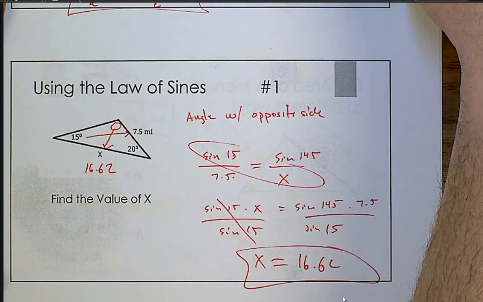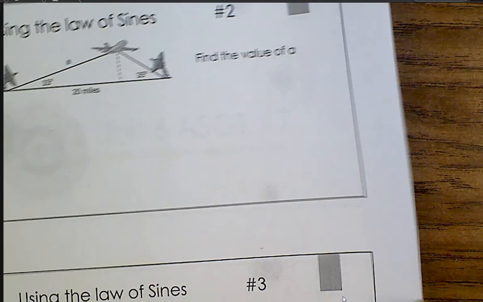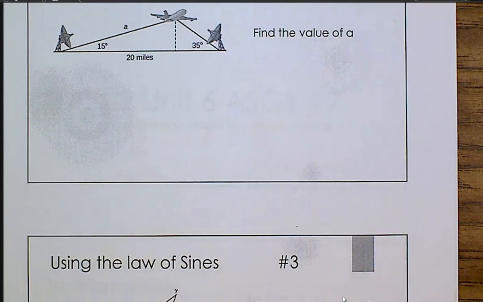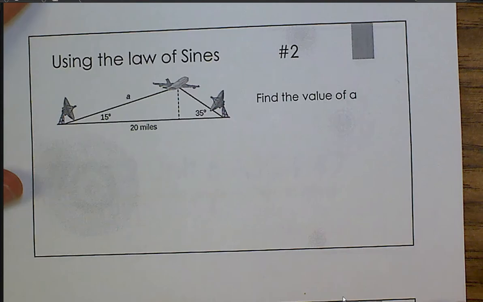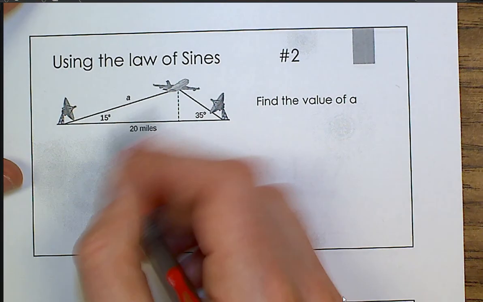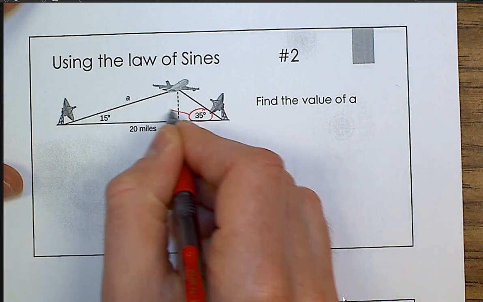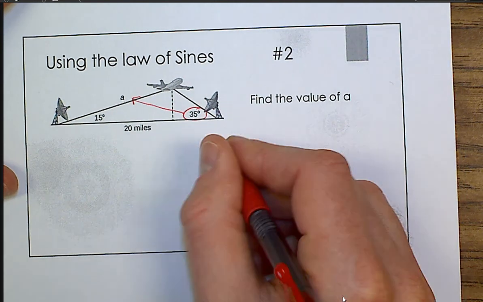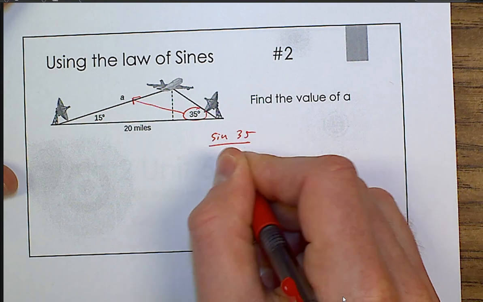Okay? Flip it over. It says use the law of sines to find the value of a. So here's a right here. So it's the same kind of situation. Here's your triangle. So there's my angle. There's the opposite side a. So I know I'm going to have the sine of 35 over a equals.